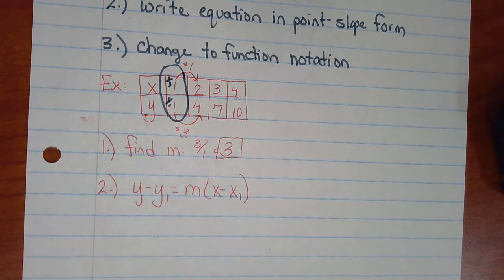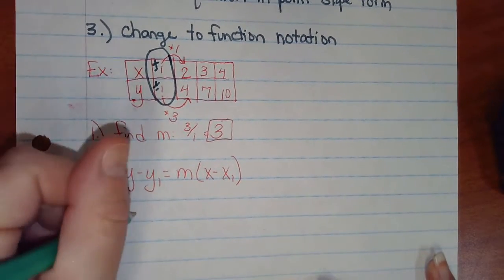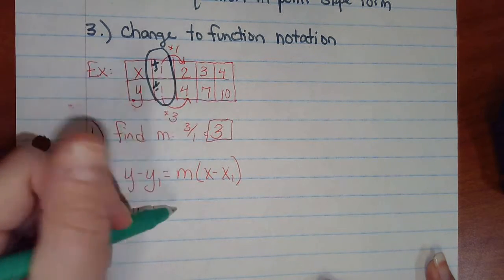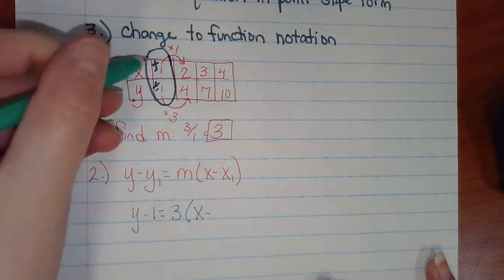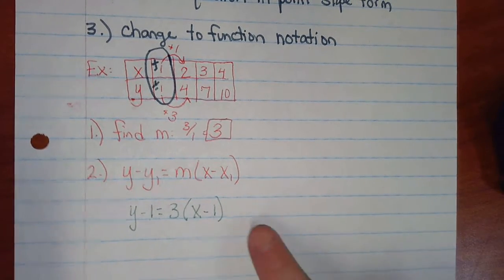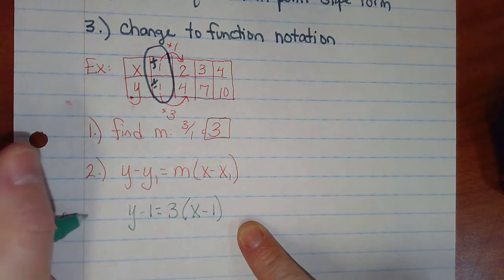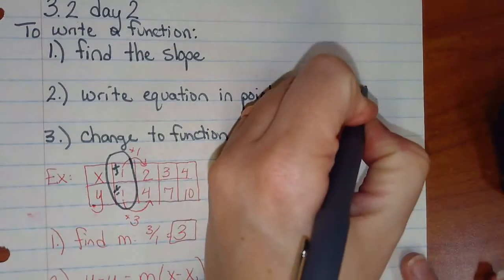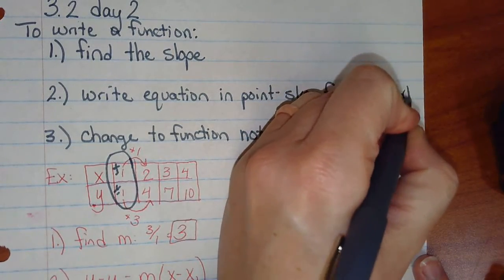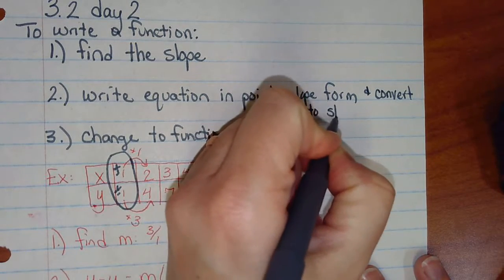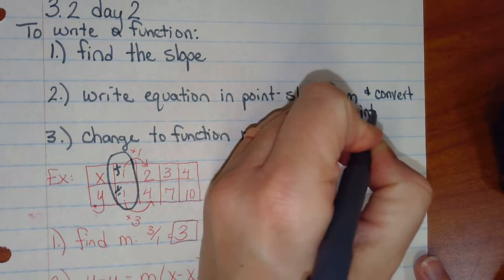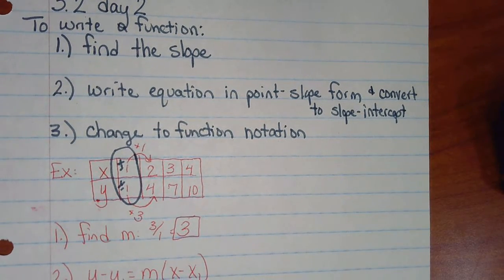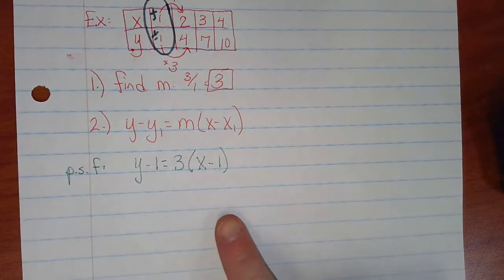So now I'm going to have y minus y1, which is 1, equals, here's my m, 3, times (x minus x1, which is 1). So this is in point slope form. Now, what I didn't put up here, my bad, is write in point slope form and convert to slope intercept. We have to have y by itself in order to change it to function notation. So we will have to change it to slope intercept form. So that's what we're going to do now. So this is my point slope form.